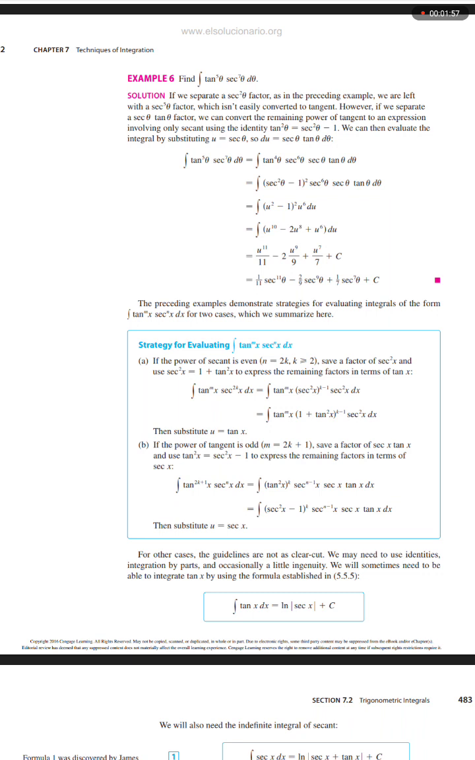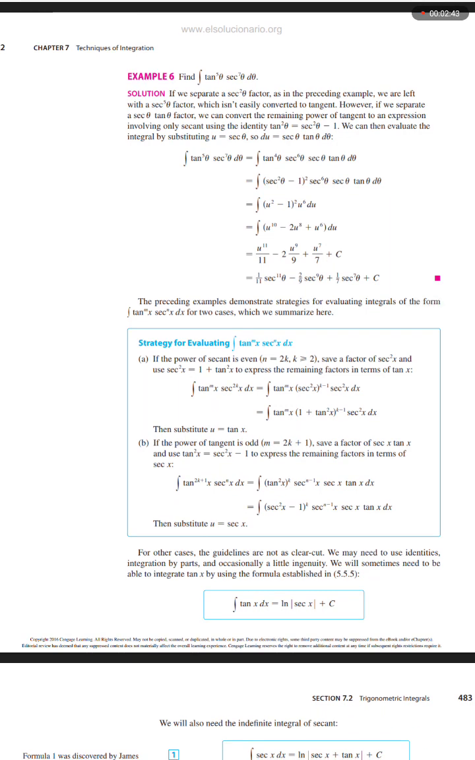equals the integral of (u to the power 10 minus 2u to the power 8 plus u to the power 6) du equals u to the power 11 over 11 minus 2 u to the power 9 over 9 plus u to the power 7 over 7 plus C equals 1 over 11 secant to the 11th power theta minus 2 over 9 secant to the 9th power theta plus 1 over 7 secant to the power 7 theta plus C.